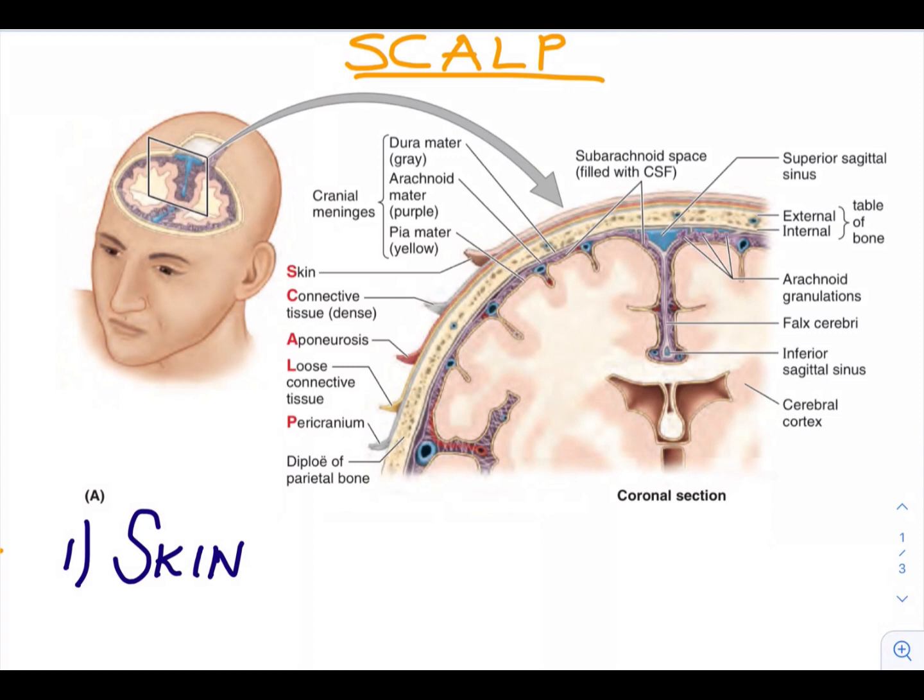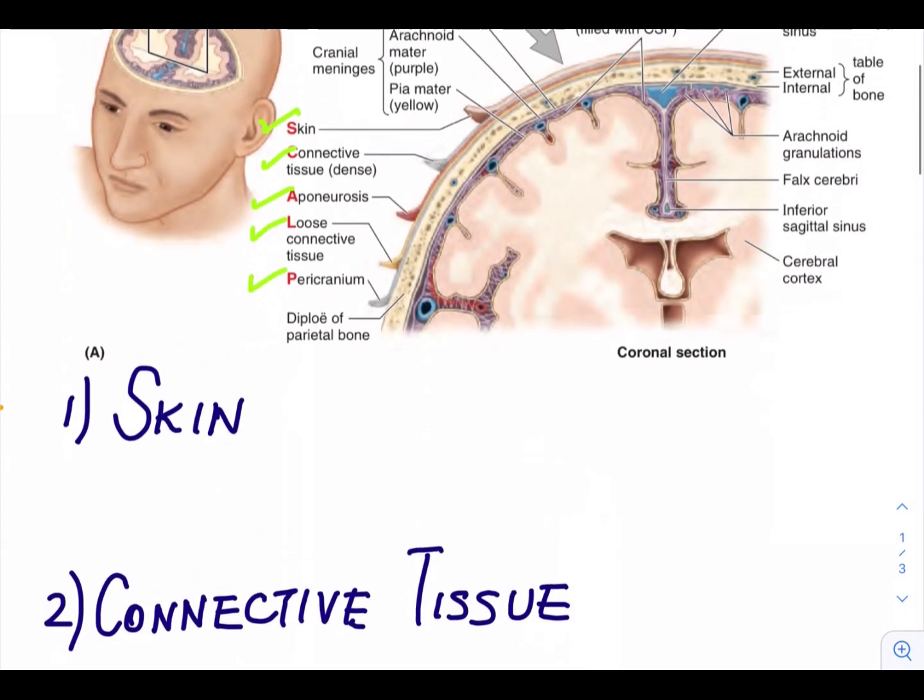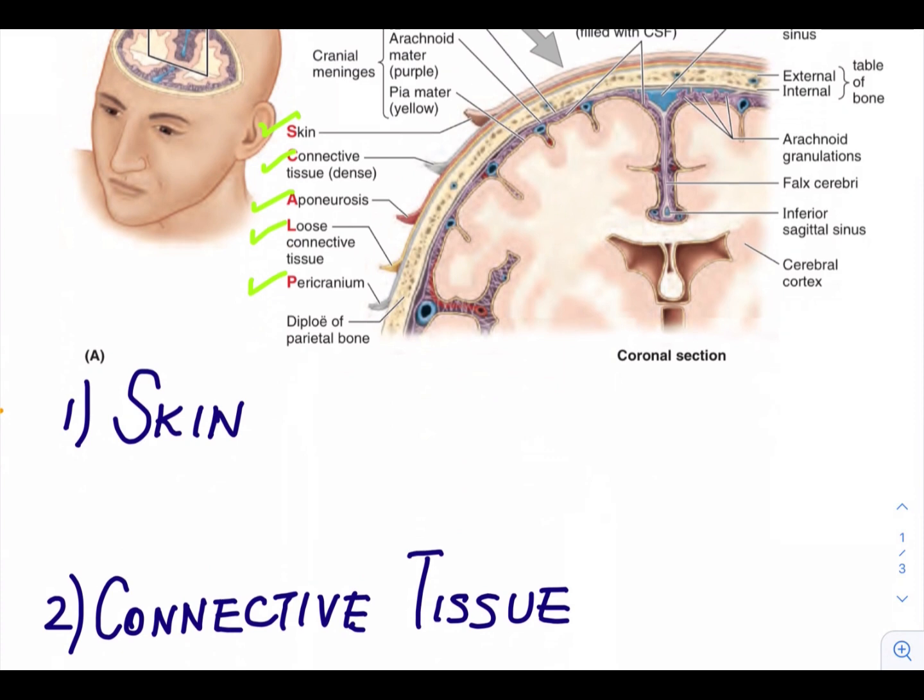The scalp consists of 5 layers, the first 3 of which are intimately bound together and move as a unit. So the 5 layers of the scalp are: number 1, the skin; number 2, connective tissue; number 3, the aponeurosis; number 4, loose connective tissue or loose areolar tissue; and finally, number 5, the pericranium. So, first of all, we'll discuss the skin.